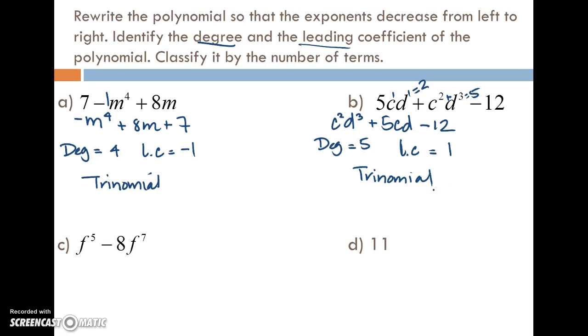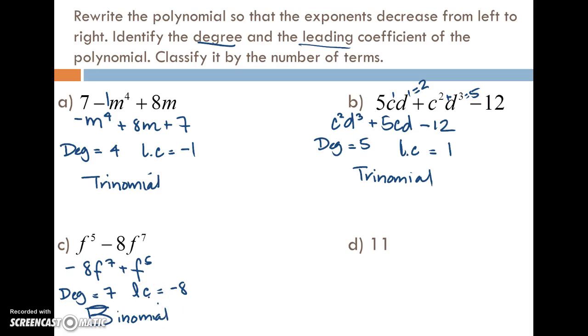Very good. Okay, part C. If you want to at any point, you can press pause and try it on your own. But in order, it's negative 8f to the 7th plus f to the 5th. My degree is your highest exponent, so that's 7. And your leading coefficient is negative 8. There are two terms, so this is a binomial.